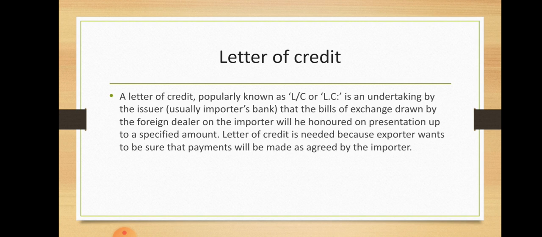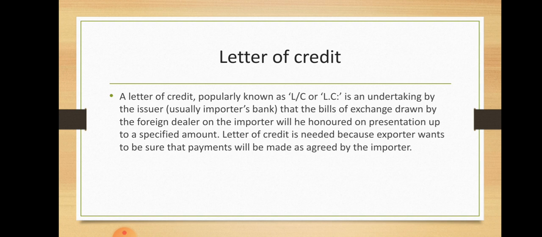Therefore, in this case, a letter of credit is made by the importer to the exporter, which is known as LC, and it is an undertaking issued by the issuer, usually the importer's bank. The importer makes the letter of credit so that the bills of exchange drawn by the foreign dealer on the importer will be honoured, a guaranteeing document, which is the letter of credit.